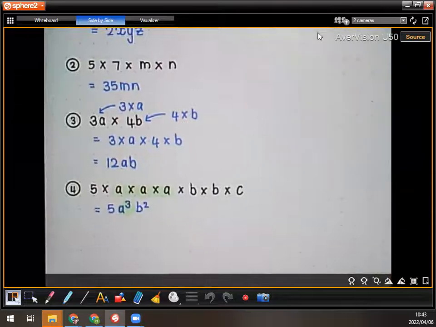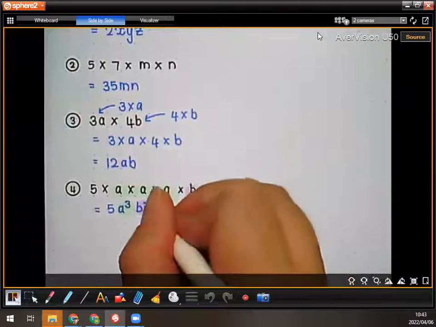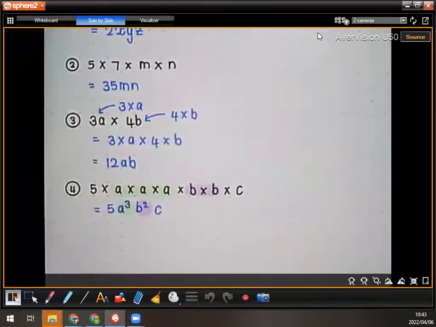You can maybe use a different color highlighter if you have. Highlight those 2 B's and then the B squared, or you can just underline or circle them in different ways, whatever, doesn't matter. And then there's 1 C, guys. So what's that going to be in my answer? Just a C. And they're all written next to each other. We're now leaving out all of those times symbols.